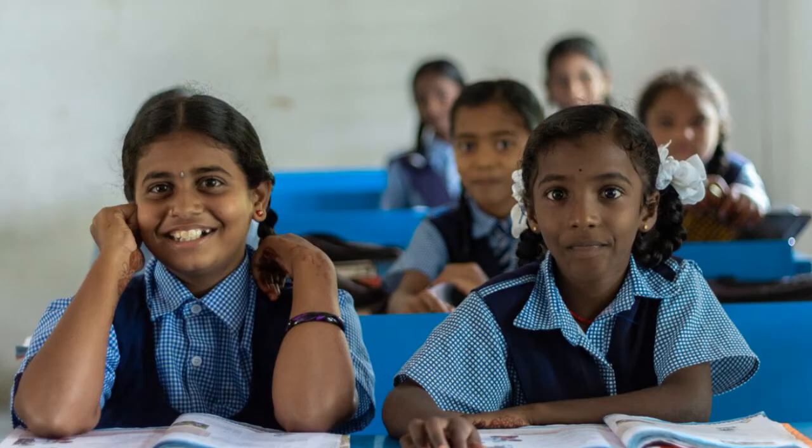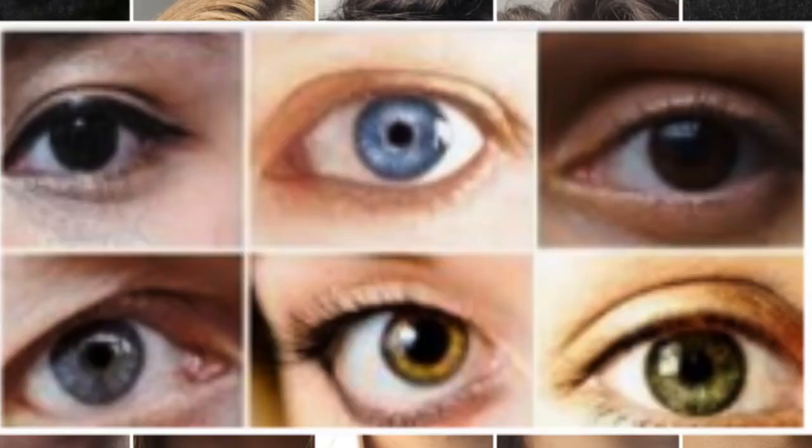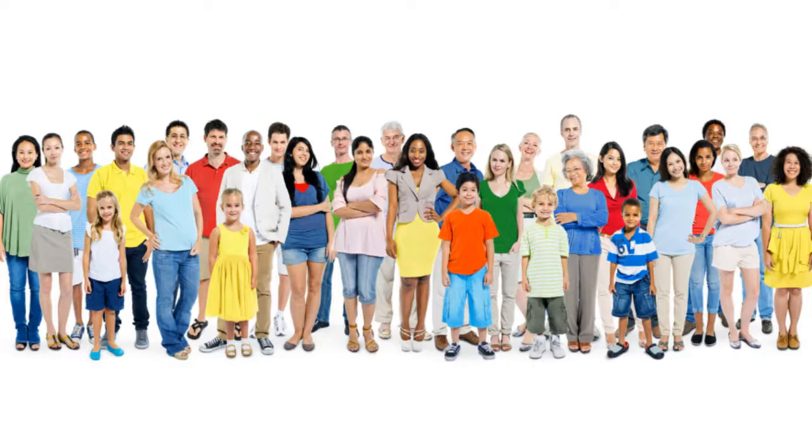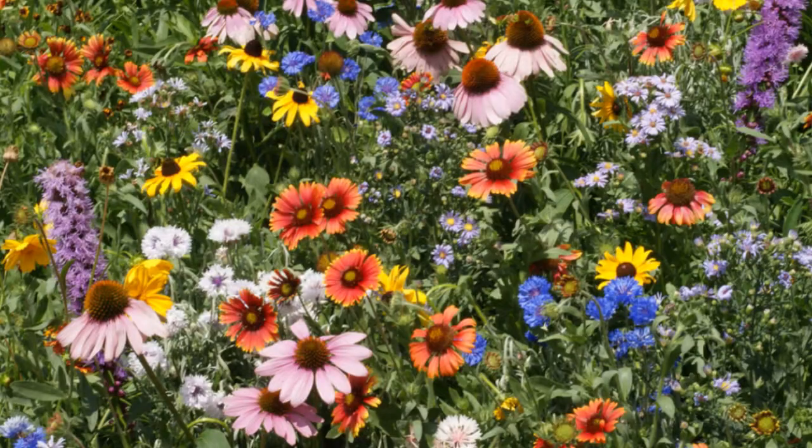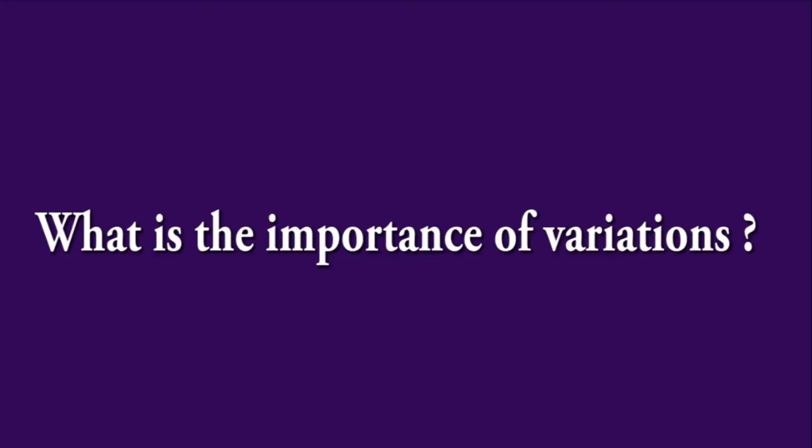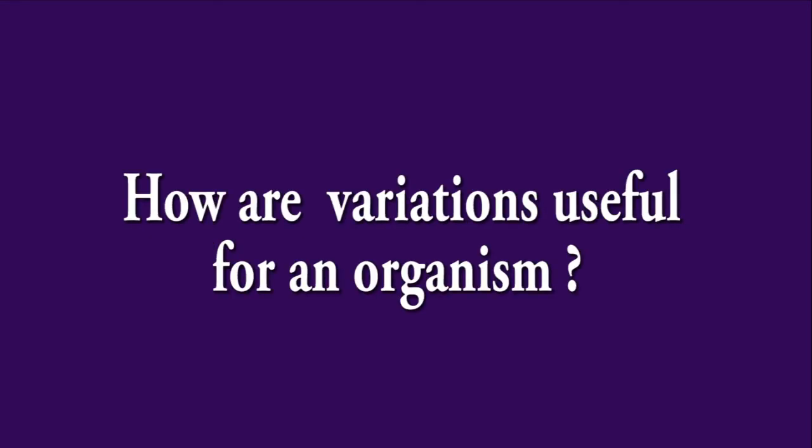Children, observe your friends of your class and find out differences in features like color of skin, ear lobes, forehead, chin, eyes, and any other features. We find more variations in sexually produced offsprings like human beings and higher plants. What is the importance of variations? How are variations useful for an organism?